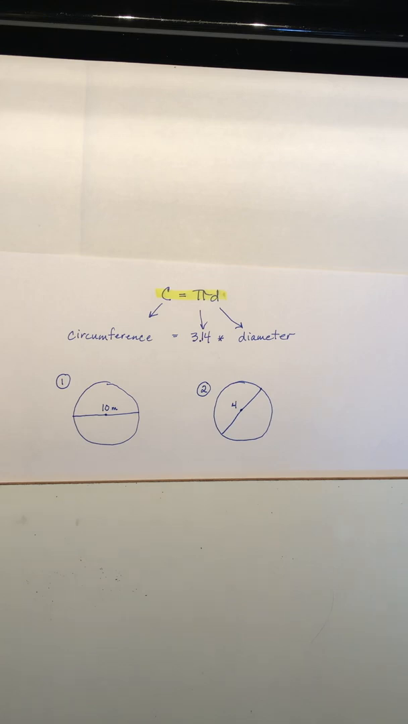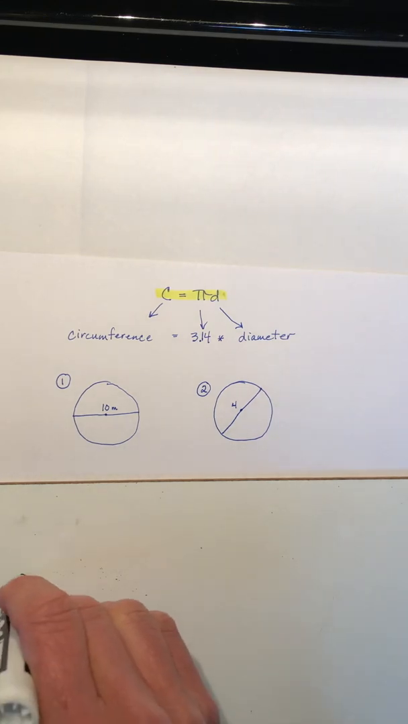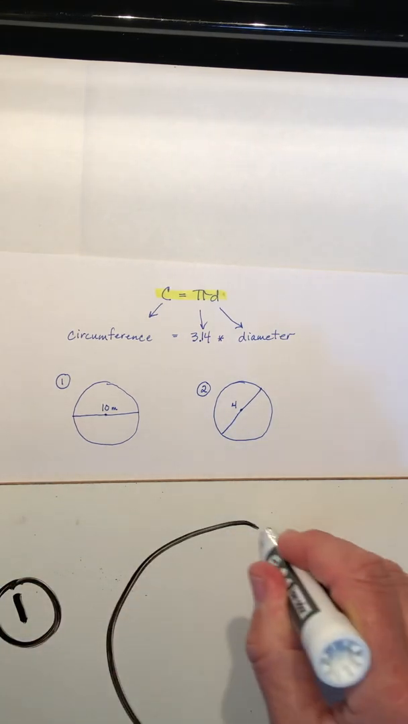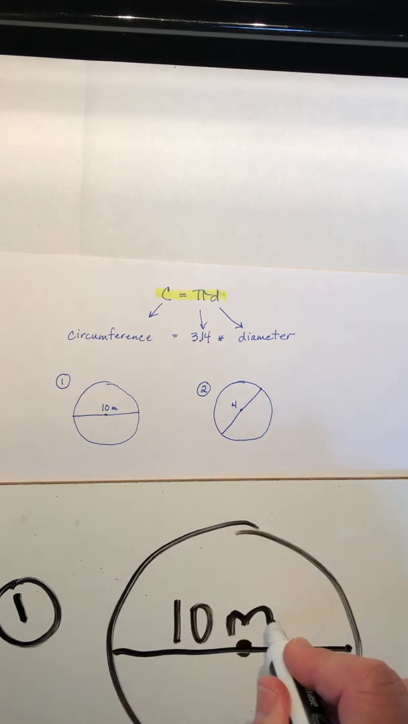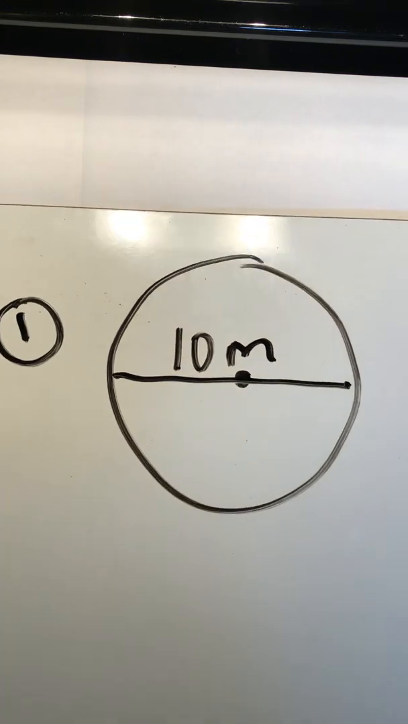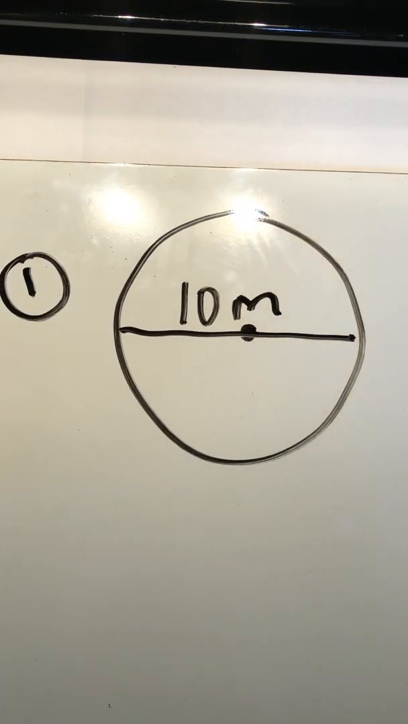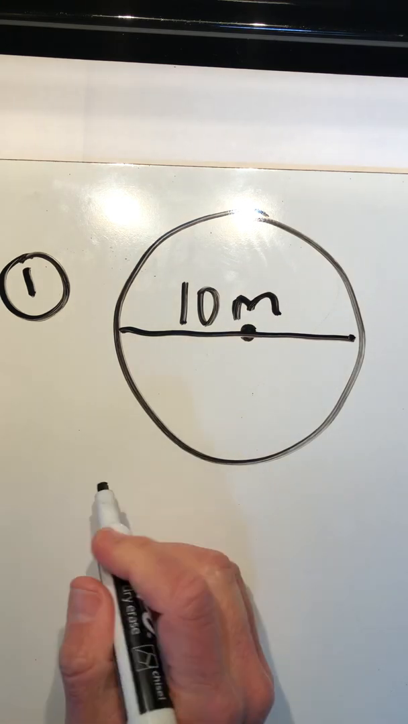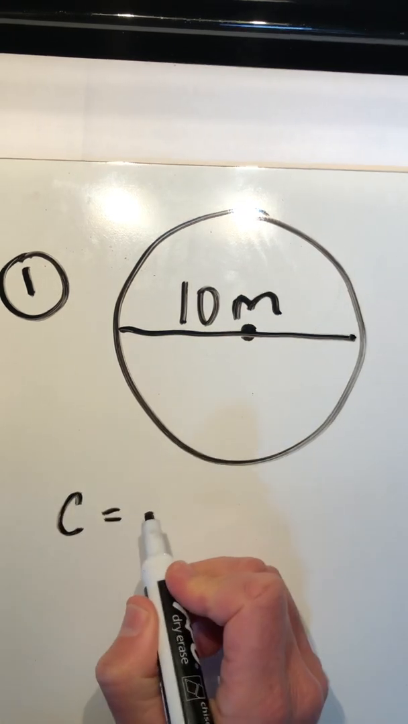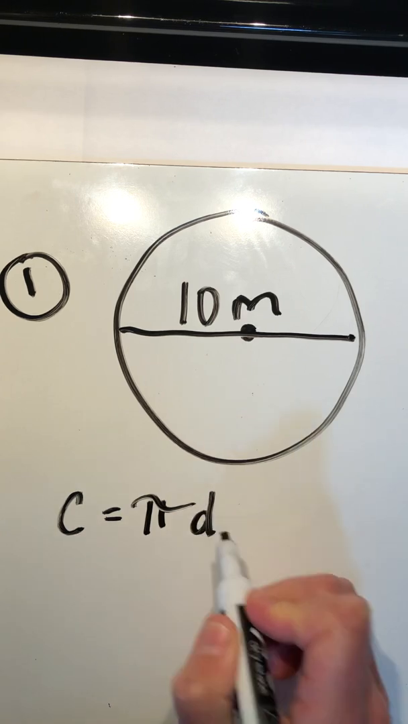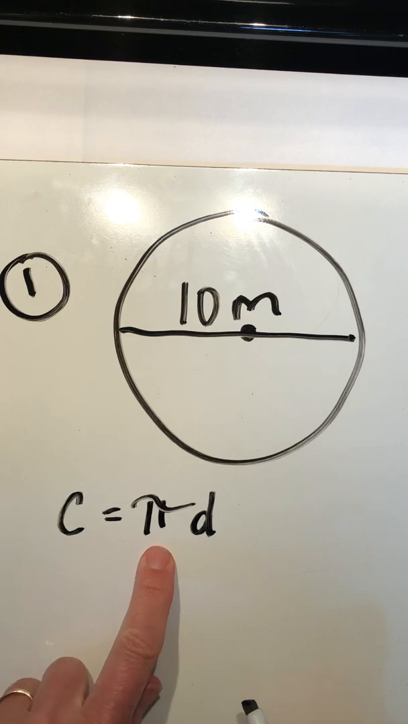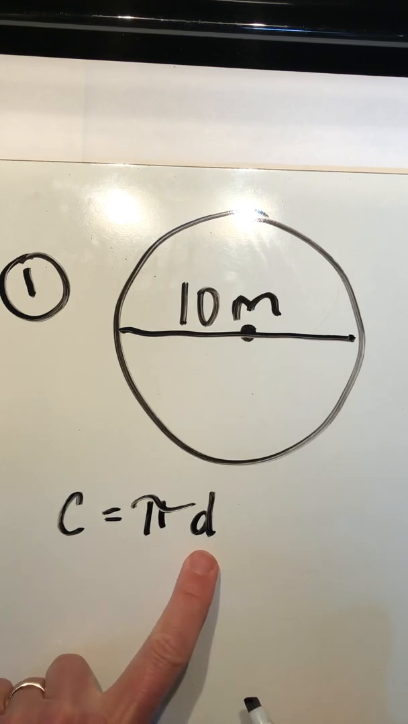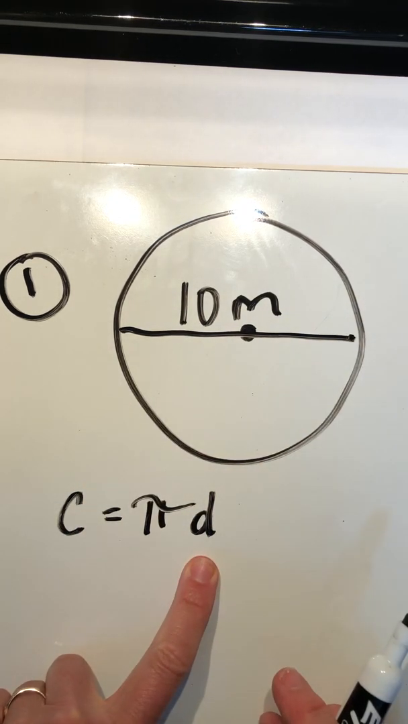I'm going to put it on my whiteboard. So number 1 has a diameter of 10 meters. So, of course, when we're working with a formula, we start with the formula. So let's go ahead and copy that. So C equals pi times diameter. Circumference equals the value of pi times the diameter, the distance all the way across.